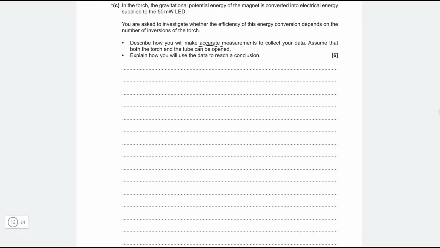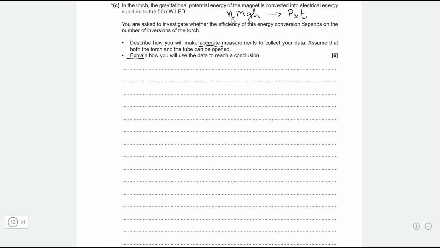I'm just going to underline that, collect our data. I'm going to explain how we're going to use the data that we've collected in this experiment to reach a conclusion. Well, the idea is that we have some gravitational potential energy that's being converted to electrical energy, and the electrical energy is just given by the power multiplied by the time. Now, with every inversion, we're getting another factor of gravitational potential energy. So I'm going to add a little constant multiplying the gravitational potential energy.